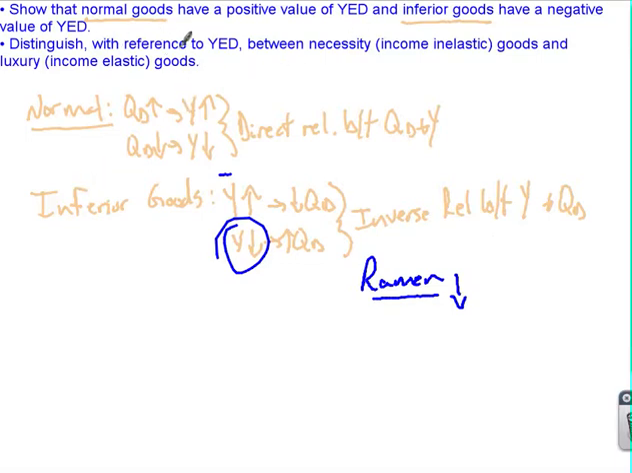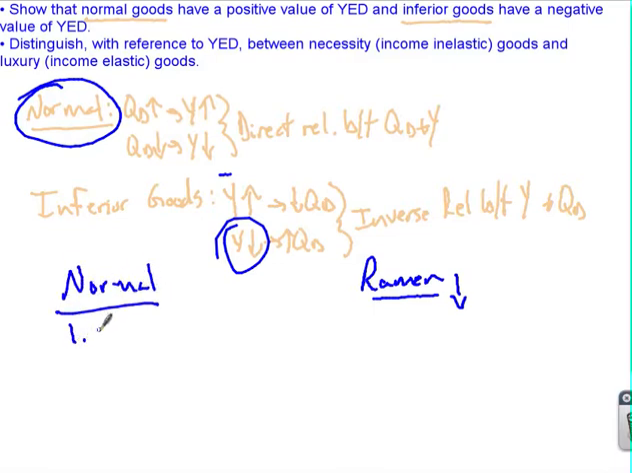Now we want to break normal goods into two more categories. So in the realm of normal goods, you have one, a necessity, and then the other type of normal good is a luxury good.